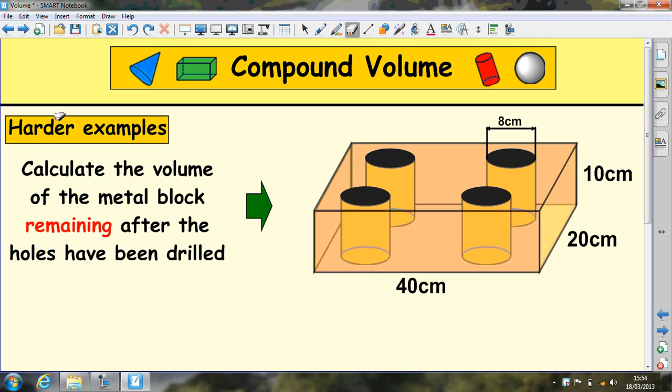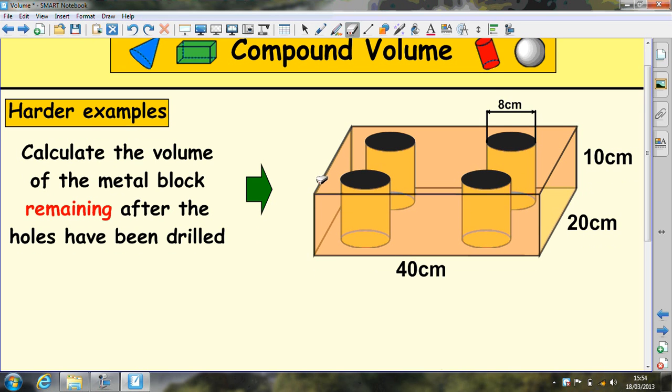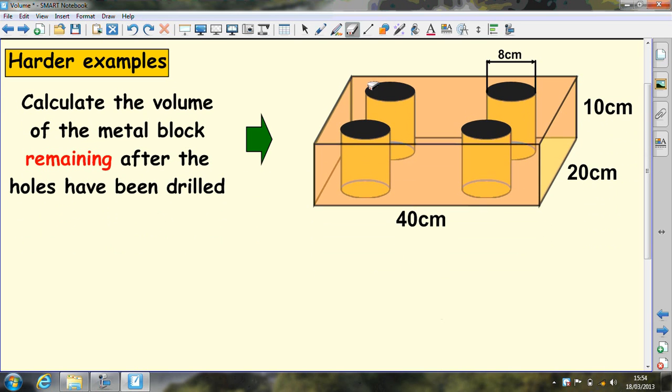With this next example, we have cylinders inside a cuboid. So let's read the question. Calculate the volume of the metal blocks remaining after the holes have been drilled. So these cylinders are missing from the cuboid. So let's do two calculations again, because we can see there's cylinders and there's a cuboid.